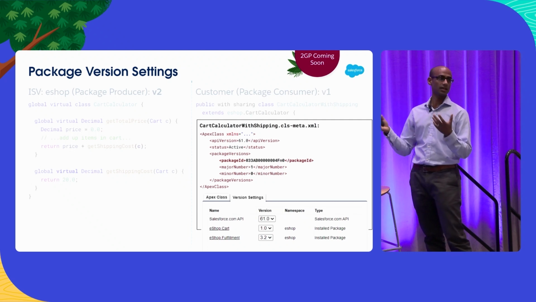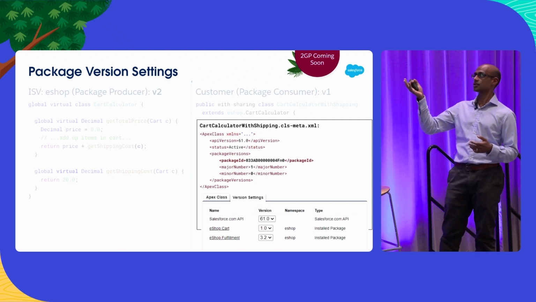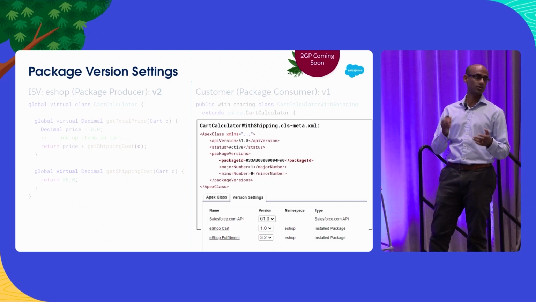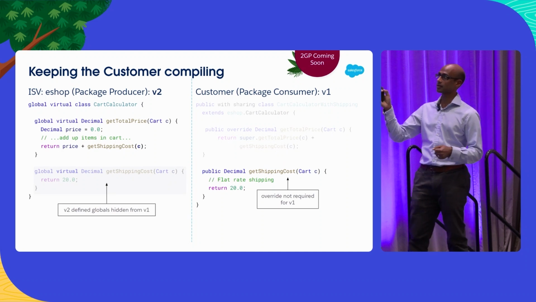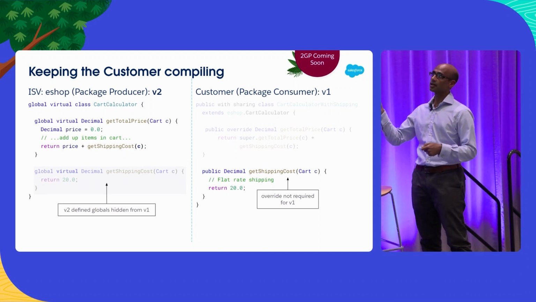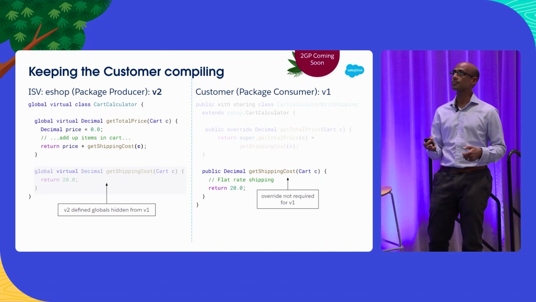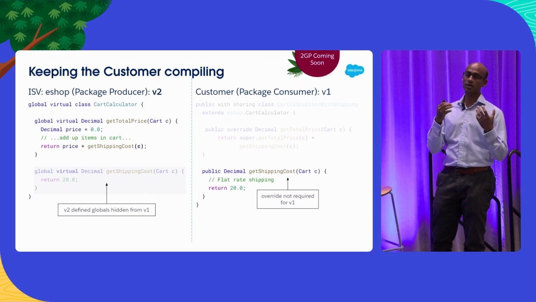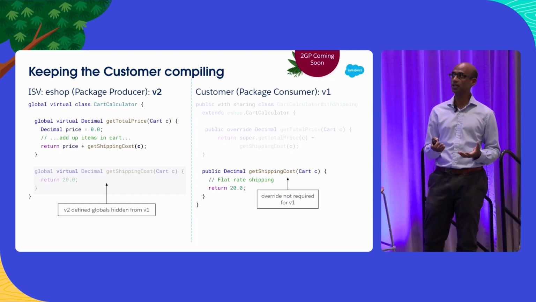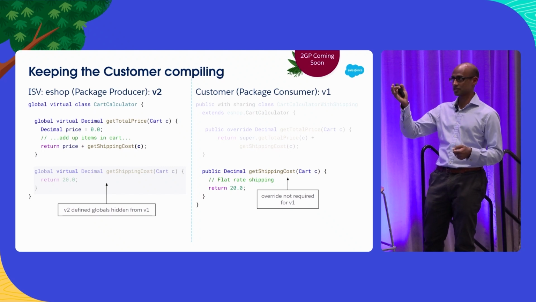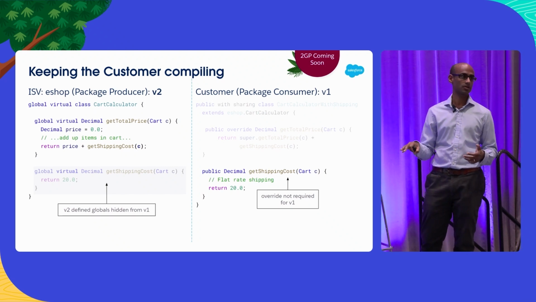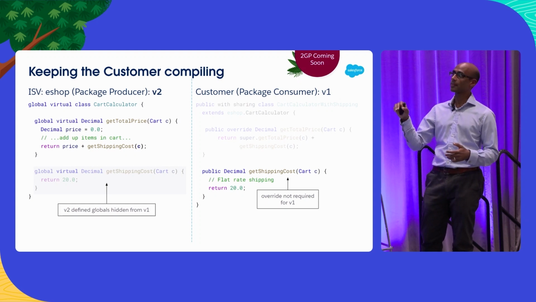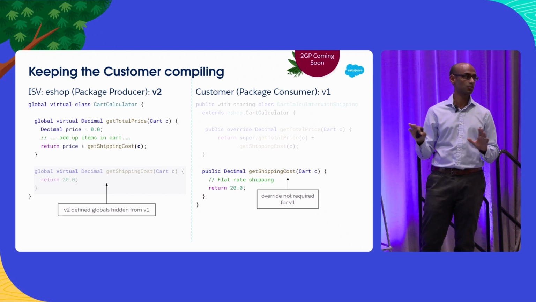So what does that allow us to do? Now, cart calculator with shipping has said, I depend on eShop, but I depend on it at version 1. And then when we compile cart calculator with shipping, we will load up cart calculator, but we'll only show the parts of cart calculator that existed in version 1. So the global class cart calculator existed, the getTotalPrice method existed, but the getShippingCost didn't because it was introduced in version 2, so we'll hide that during compilation. And therefore, there'll be no conflict, and this will be compiling.